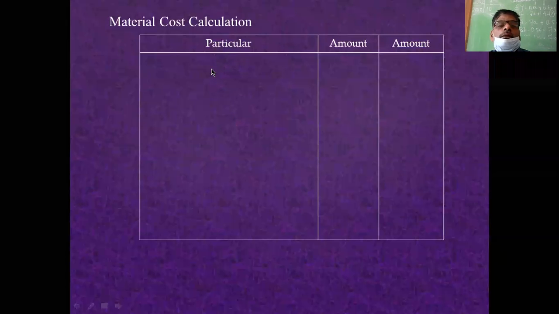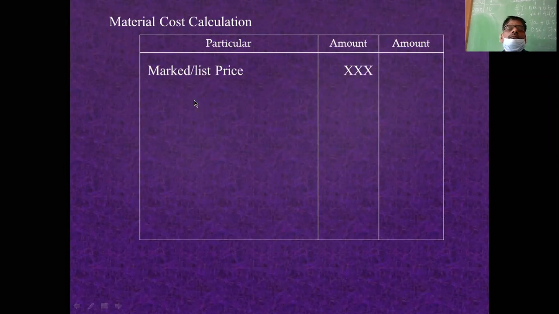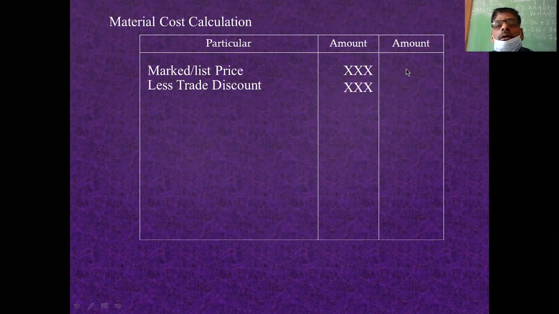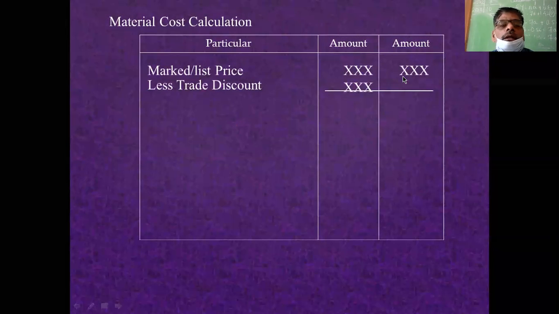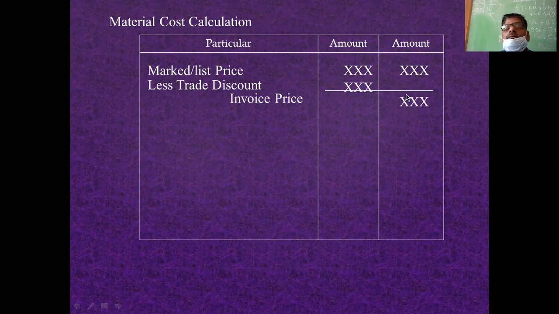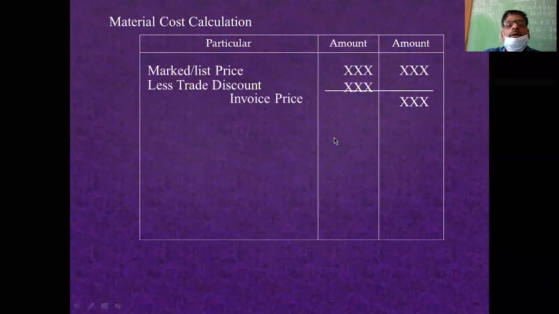You make the table. First you take the marked price or invoice price or list price. Marked price, list price or catalog price. You take in the inner column. To that you deduct the trade discount. If there is a trade discount, you deduct the trade discount, and whatever balance comes, that is the invoice price. This is called as invoice price. Okay, invoice price. Then to this invoice price, you add expenses related to purchase.